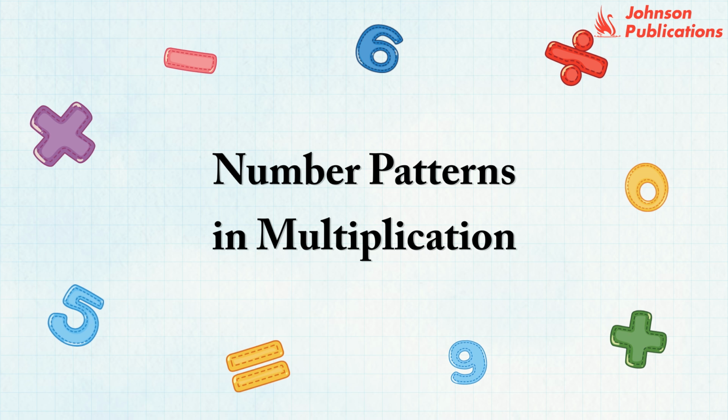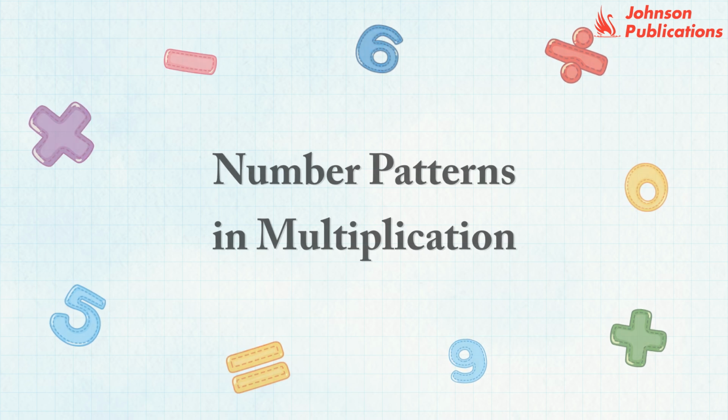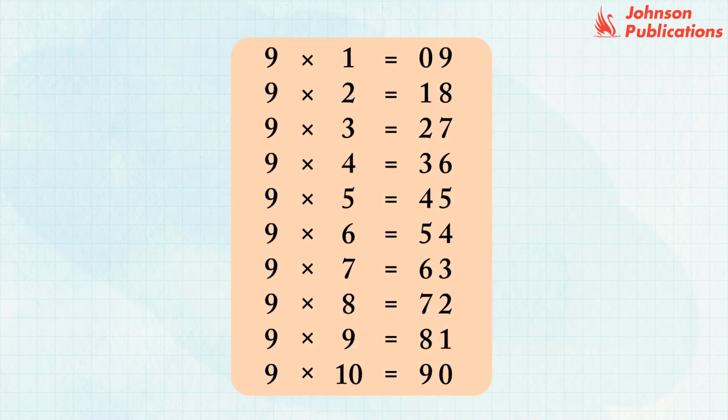Number patterns in multiplication. Look at this number pattern. This is the 9 times table. Observe the products. The tens place digits in the products are in increasing order from 0 to 9, while the ones place digits in the products are in decreasing order from 9 to 0.